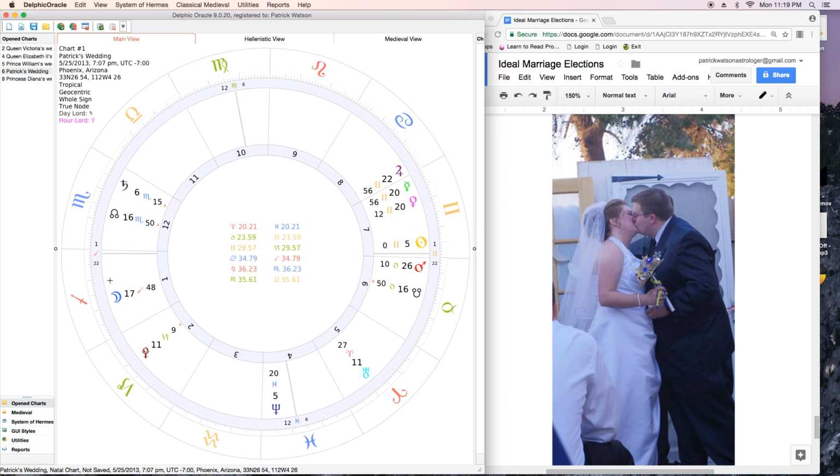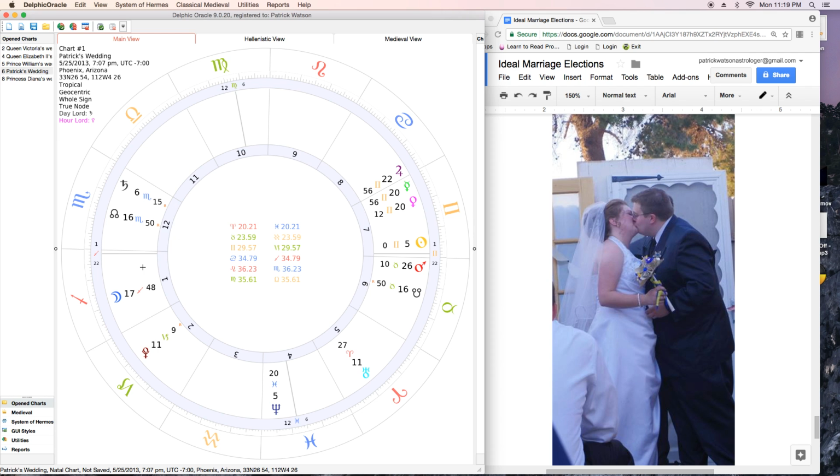So I made sure that the kiss, the actual moment that we sealed the deal, would happen at 7:07 p.m. The reason I chose this time is because Sagittarius is rising. Jupiter rules Sagittarius. And Jupiter in this chart is located in the 7th house of partnerships.